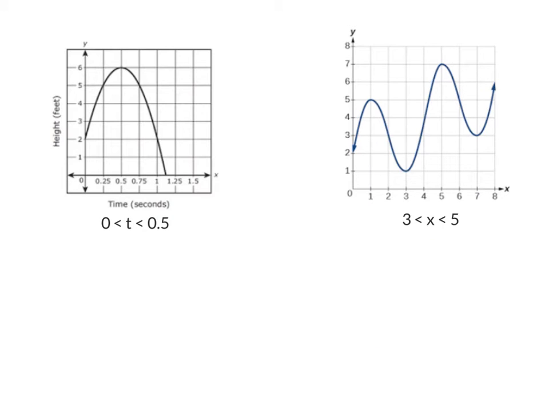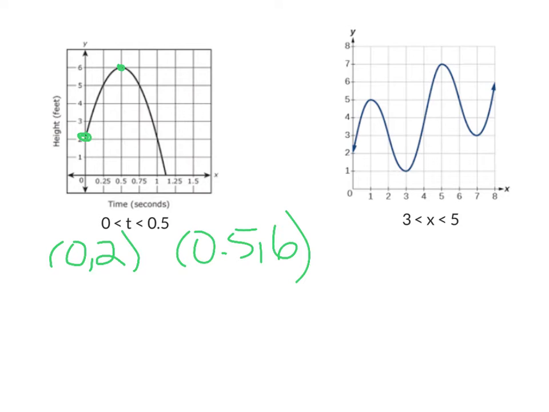Now let's try finding the average rate of change if we're given a graph. The graph on the left is asking us to find the average rate of change between 0 and 5/10 of a second. The first thing we want to do is look at our graph and identify our points for those input values. I see that when I input 0, I have an output of 2. So at 0 seconds, the object is 2 feet high. At 5/10 of a second, we see that the object is 6 feet high.